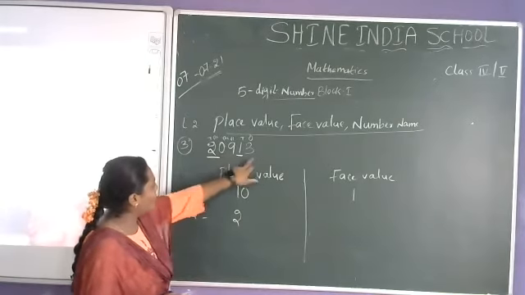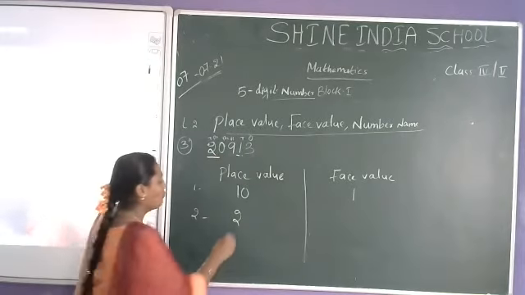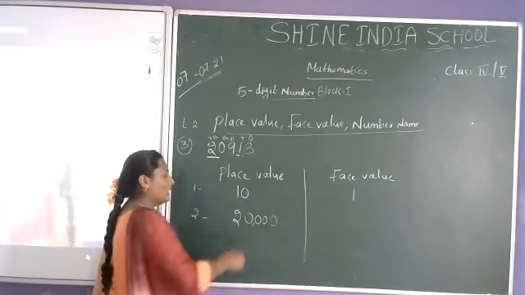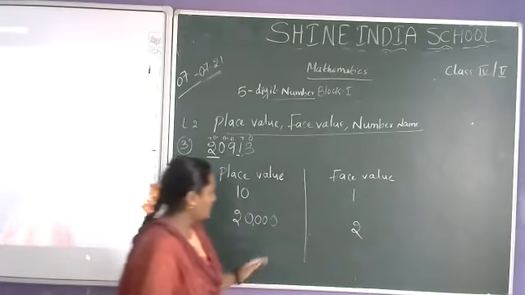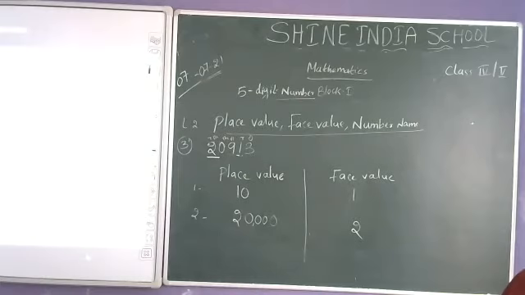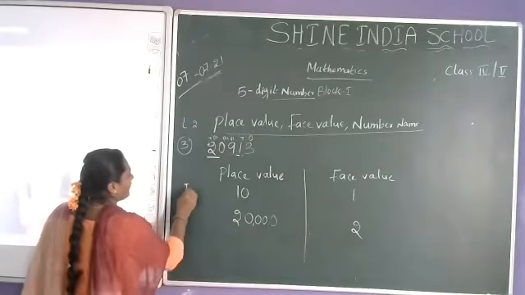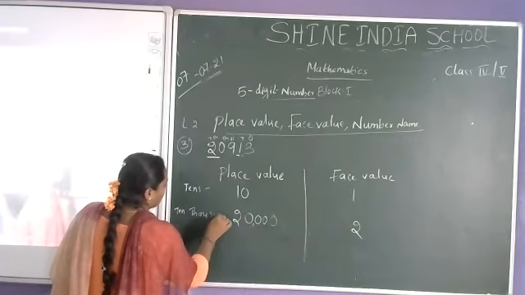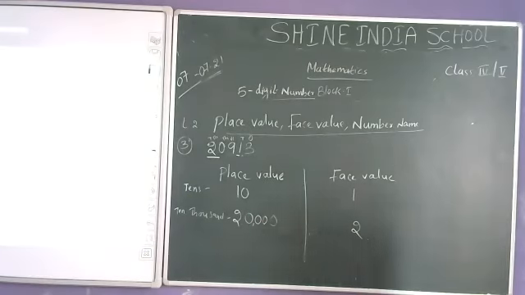10,000. How many zeros should I add? 1, 2, 3, 4. 4 zeros I should add. 2 becomes 20,000. What is the face value directly? 2. Okay? So this is another method. Divide by tens and 10,000. This is another method. I will do 2 problems for you.